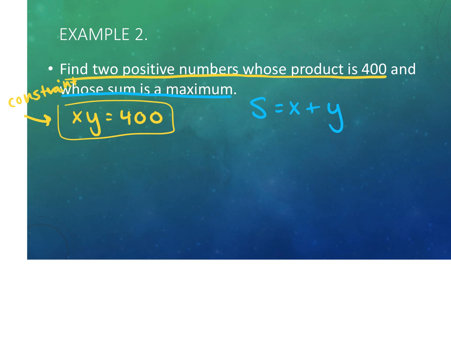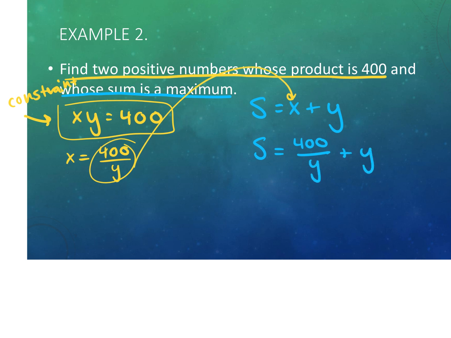But before we take the derivative, we need all of our variables to be the same in our equation. So I can solve my constraint for either x or y. It doesn't matter. I'll move y to the other side, so we have x equals 400 over y. And then I can take this and substitute it into the x here. So our sum equals 400 over y plus y.